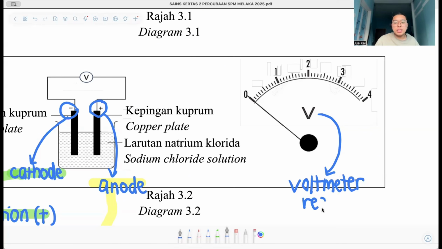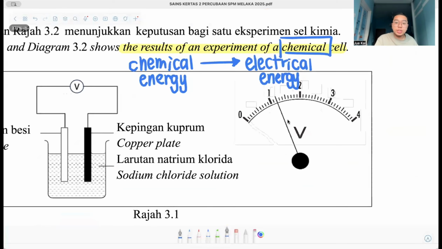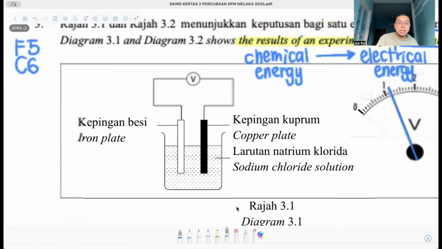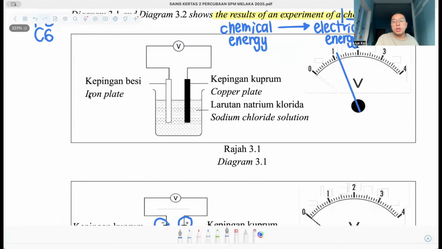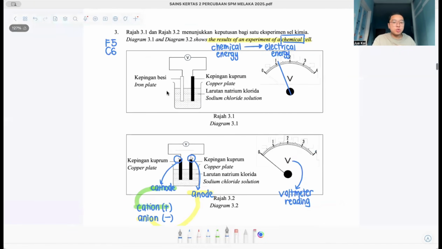So the voltmeter reading is 0. But when I change the copper plate to iron plate, wow, it gives me a reaction. Obviously, copper is not strong. Iron is stronger. So why do I know iron is stronger than copper? Firstly, I can see the voltmeter starts to increase like this. Secondly, you can refer to your textbook, page 183.